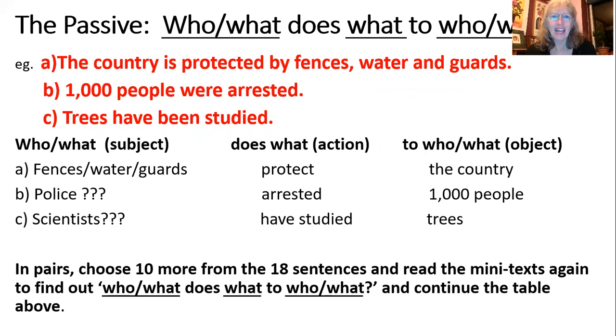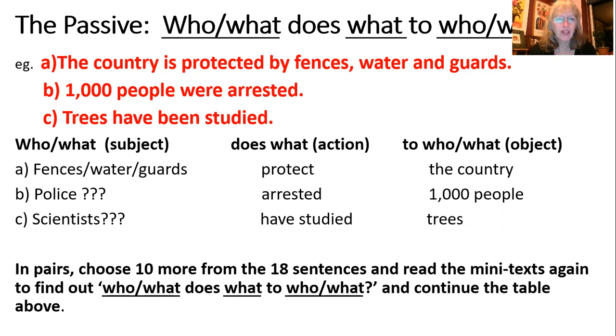In sentence A, who is doing the protecting? It's the guards, yeah, or the water, or the fences. What is the action? Protecting. And who is it doing it to? The country. So we understand the action by breaking it down.